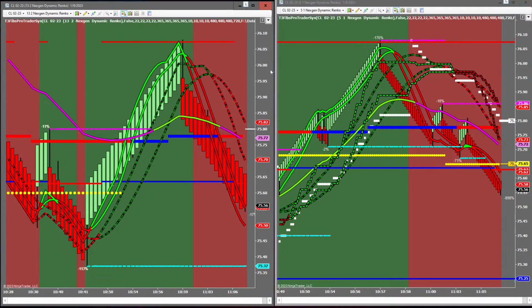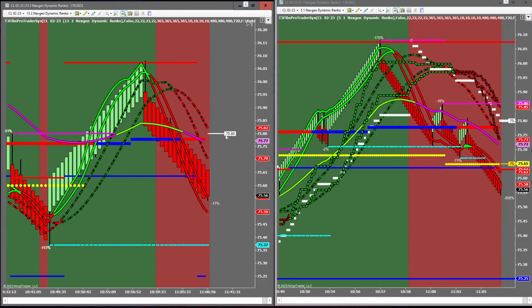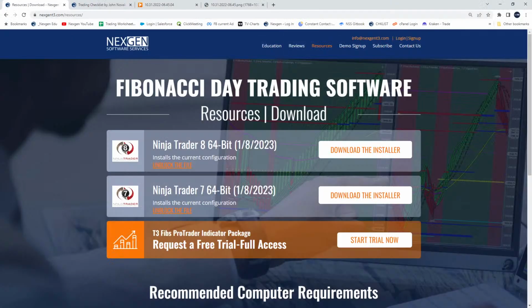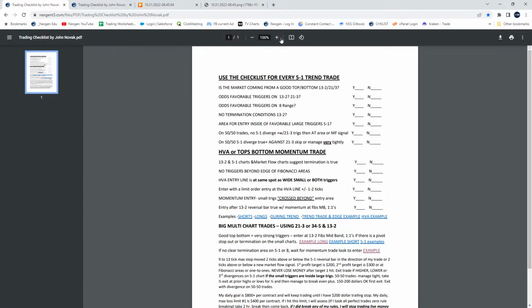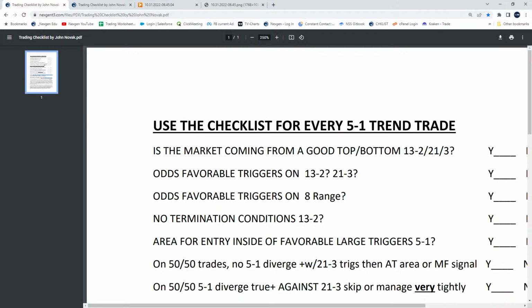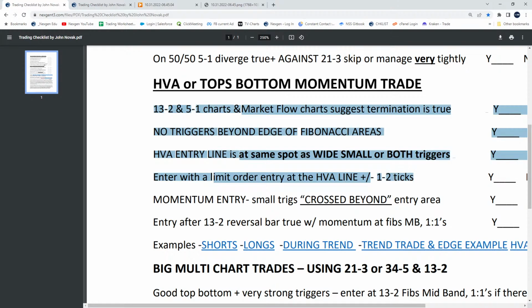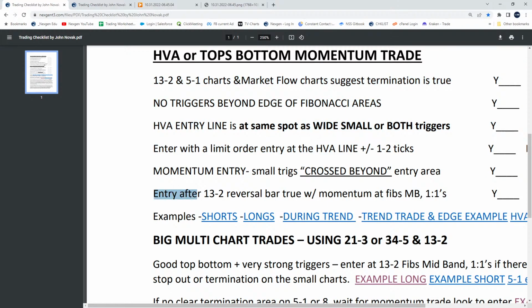Well, since you see where the 13.2 reversal bar marker is on this chart, Tim, you can just see it over here. For me, the advantage, and again, we've gone through this, but look, my trading plan says that if we have a good top or bottom, and I make at least a 13.2 reversal bar marker, I can do a momentum trade. This is my plan. Not your plan, my plan.